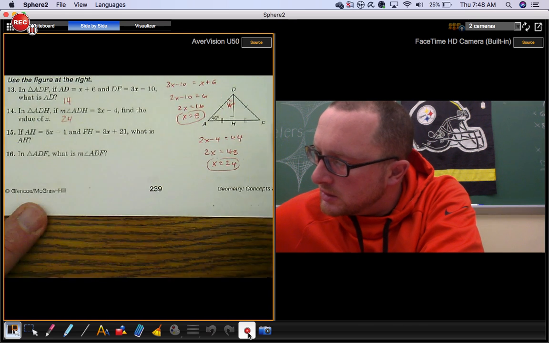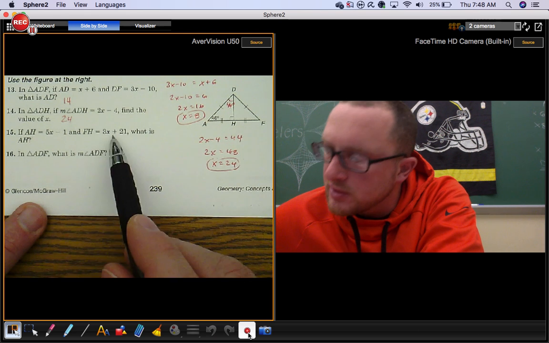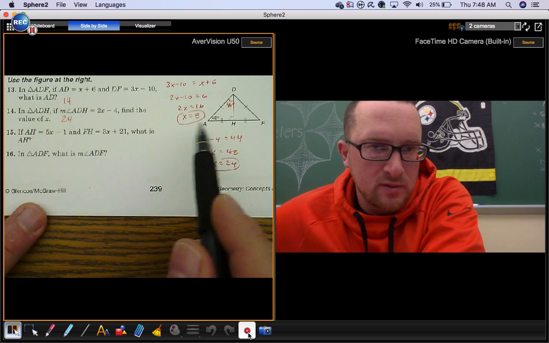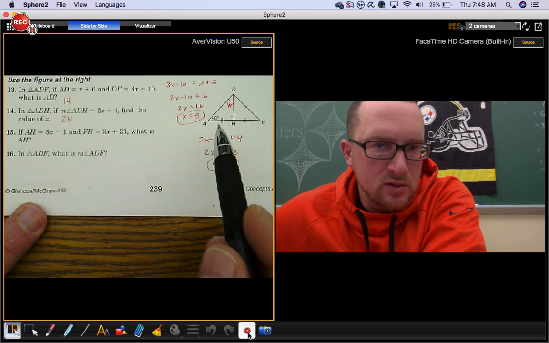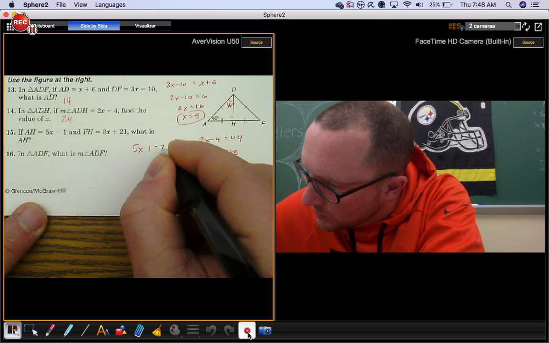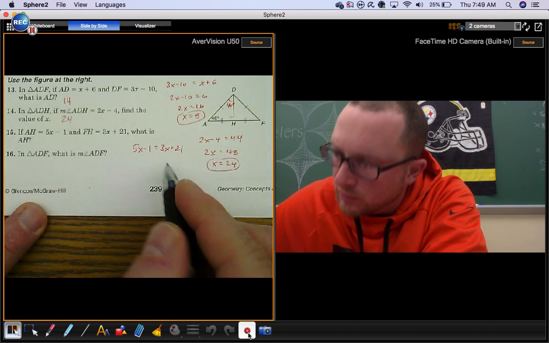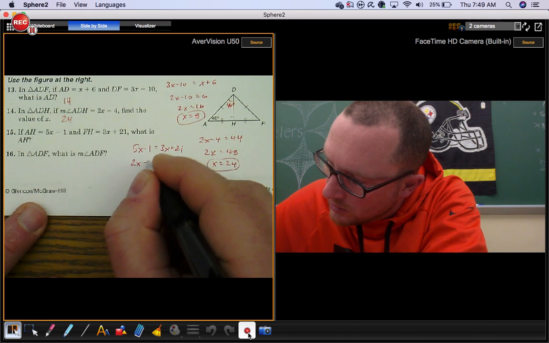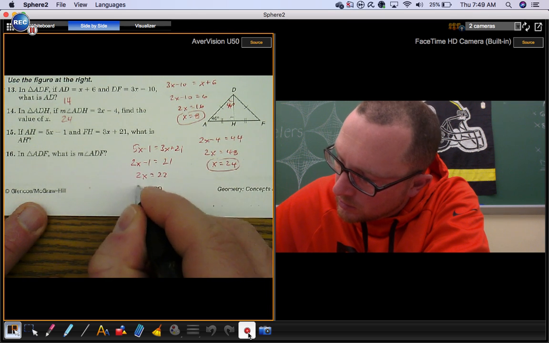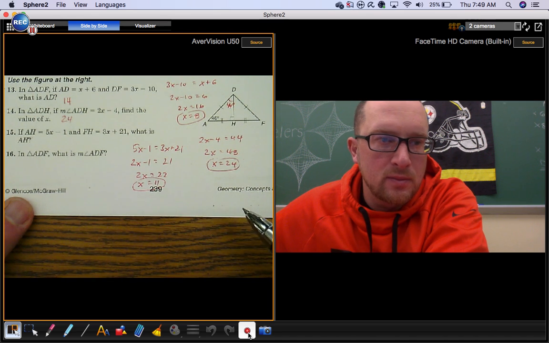Number 15. Distance from A to H, they're saying that's 5x minus 1. Distance from F to H, they're saying that's 3x plus 21. What's the measure of segment AH? Well, these two segments are equal. They're congruent to each other. So 5x minus 1 equals 3x plus 21. We'll solve for x. We're going to subtract 3x from both sides. We'll add 1 to both sides. X is 11 in this problem.